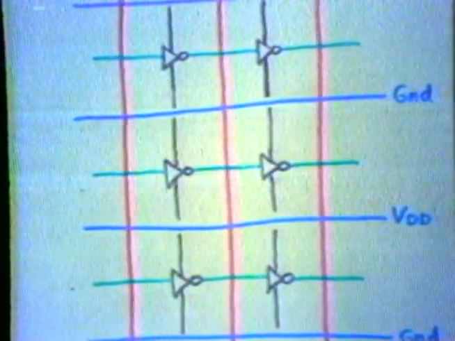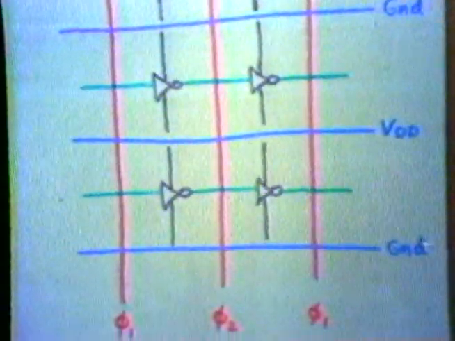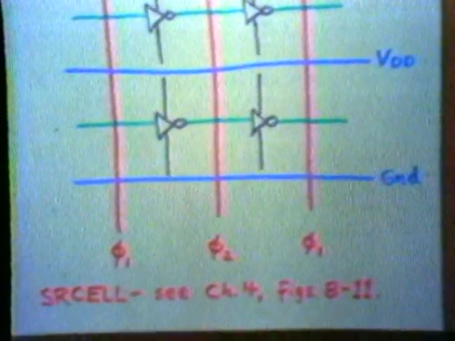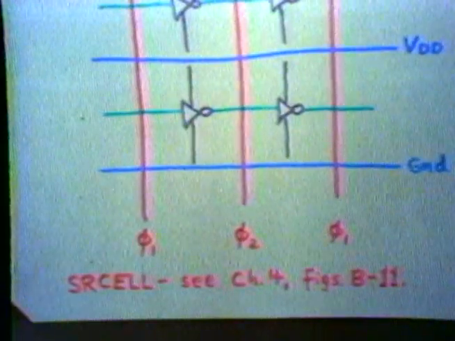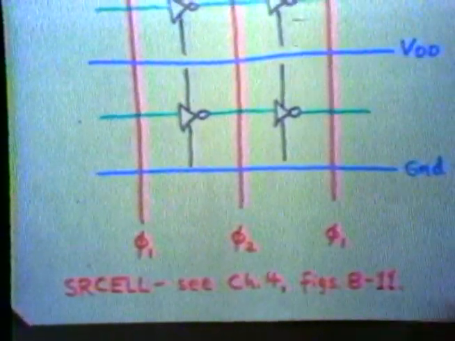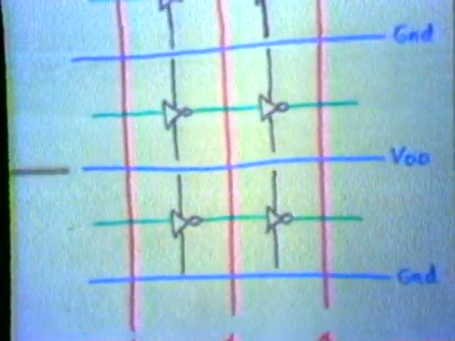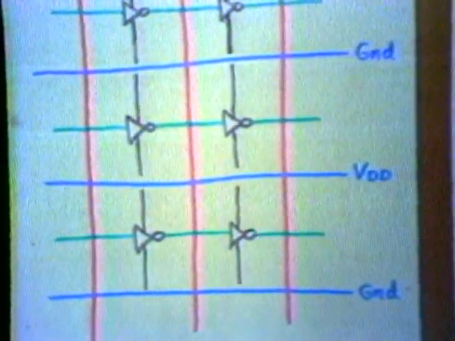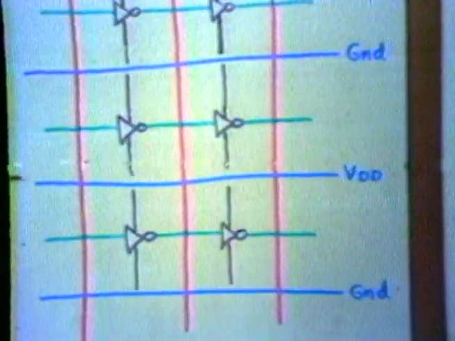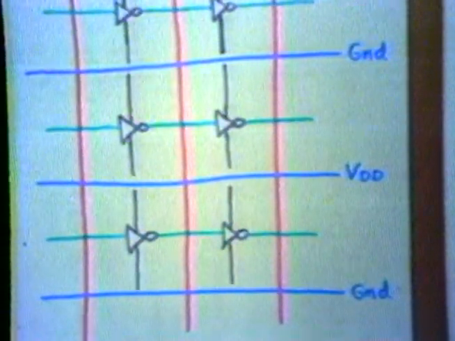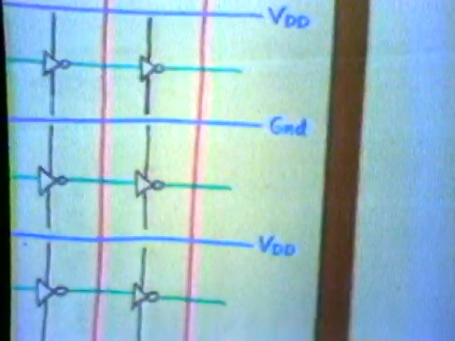The cell called SR cell, which is in chapter 4 of the book and is shown in great detail, which I'll show you here, is an example of a system constructed in this way. Notice also that the blue lines are alternately power and ground, and that the cells are in fact mirror images of each other so that they can share this ground line between these two rows, share this power line between these two rows. Let's look at the layout of one implementation of this concept.